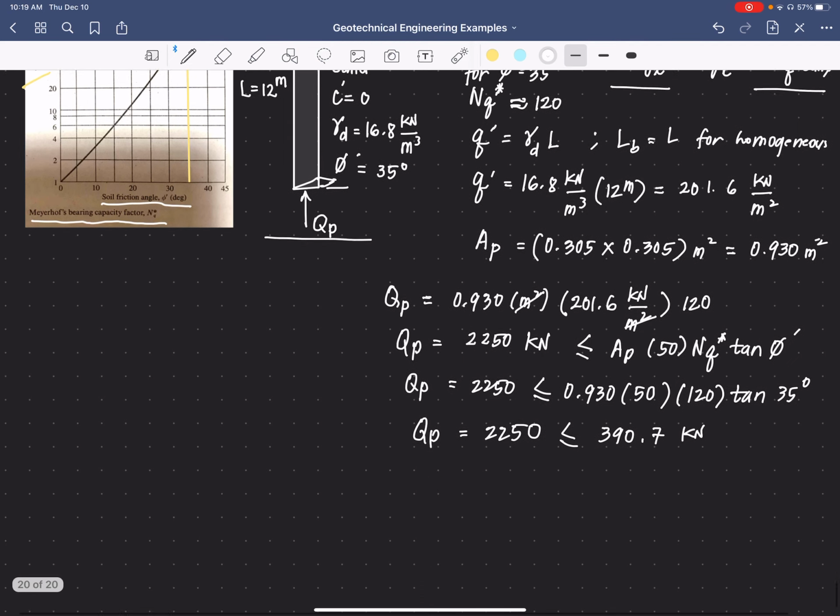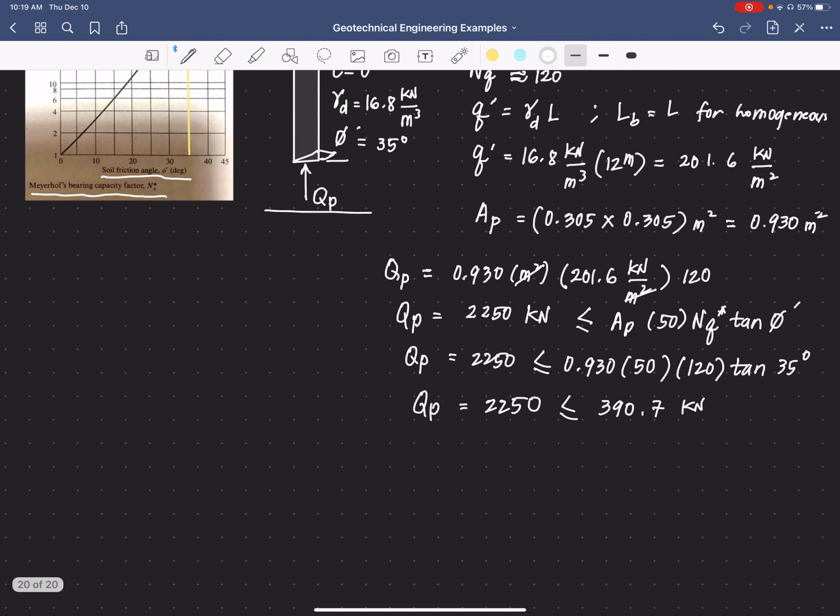So obviously, the calculated point bearing capacity here is greater than, and not less than, the limiting value. So this is not true. Therefore, we cannot adopt the 2,250. The ultimate point bearing load that can be applied to our pile is only 390.7 kilonewton. So that is the answer.